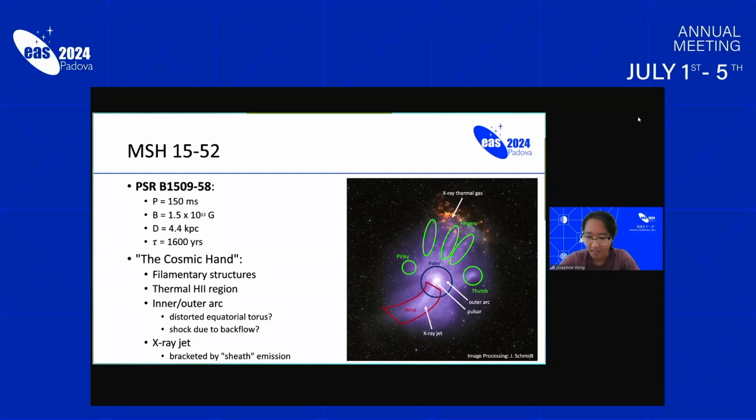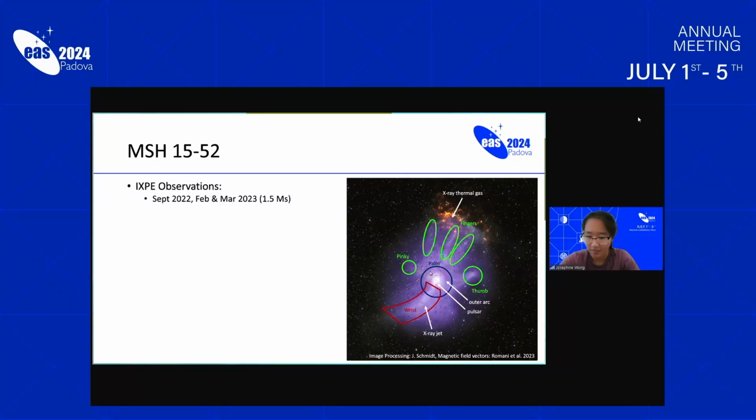And then to the south, there's also an X-ray jet that extends about 5 arc minutes, and it's bracketed by sheath emission that's right in the radio. And altogether, these emission features in the nebula form a likely resemblance of a hand. And that's why it's been nicknamed the cosmic hand, or hand of God.